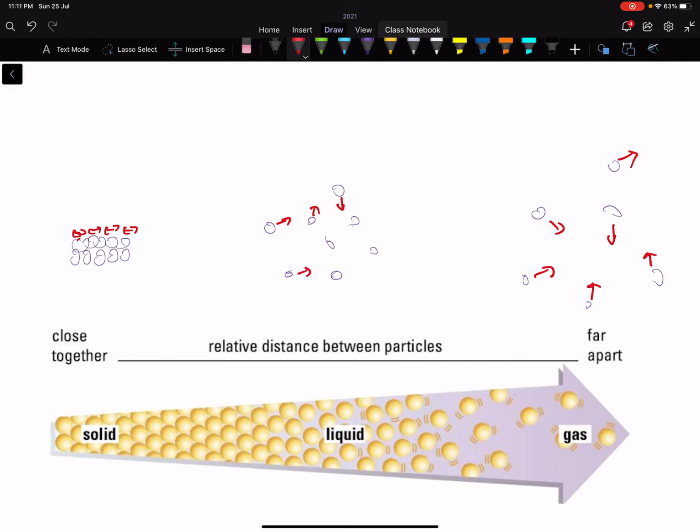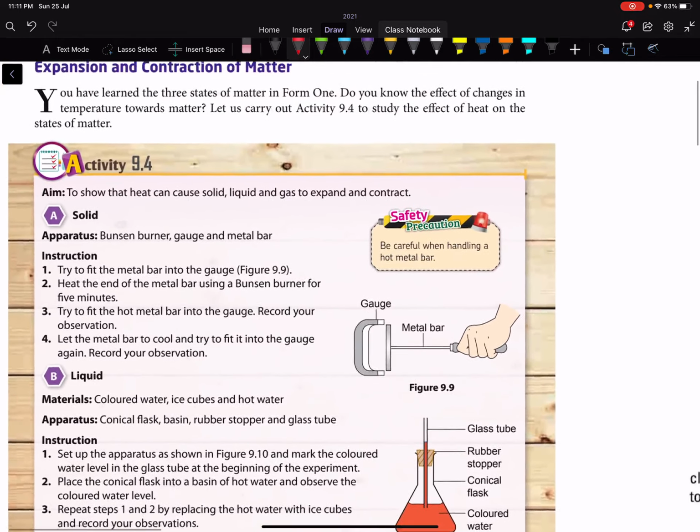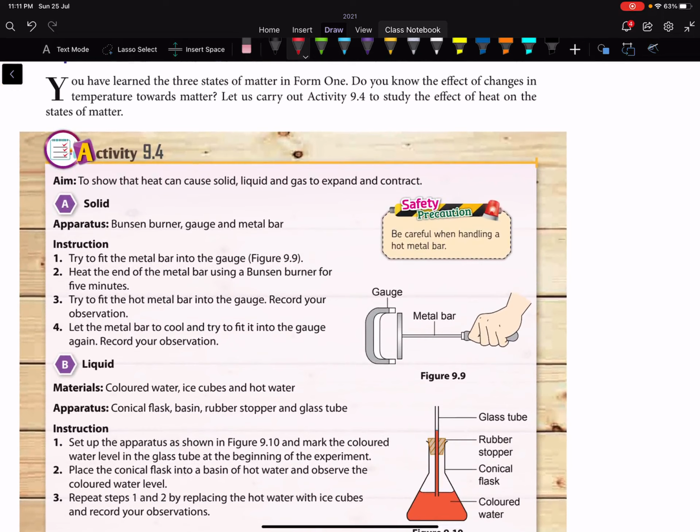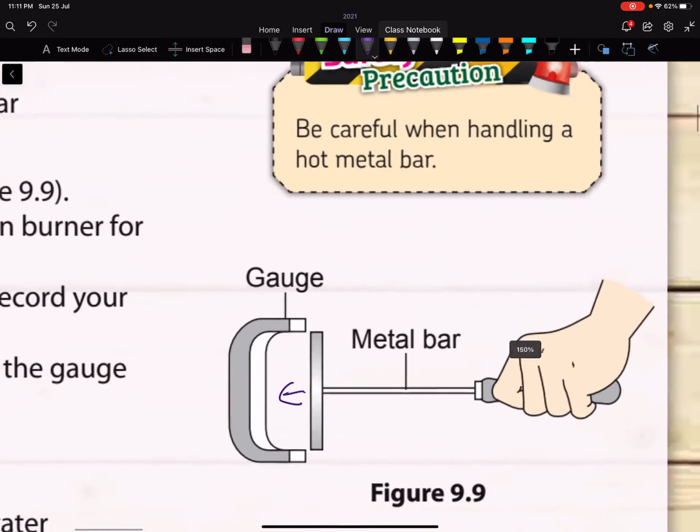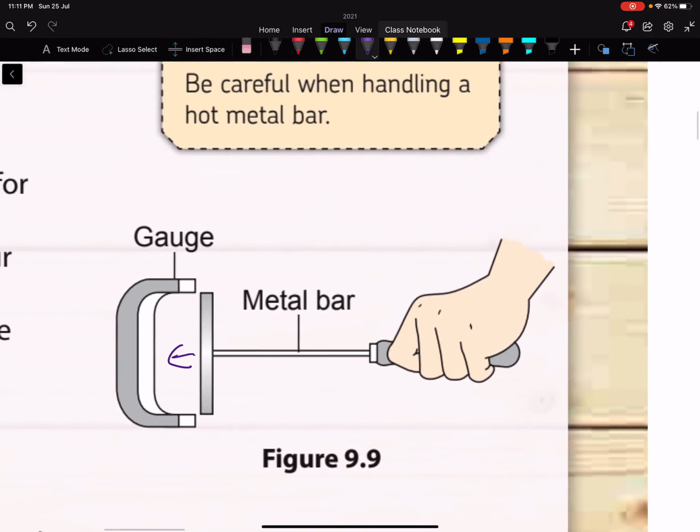Okay, so we'll get back into this, but for now, let us see what the effects of heat changes or the effects of change in temperature are towards certain objects, such as solids. If we were to conduct this experiment for solids, we have this gauge and a metal bar. At normal temperature, we can get this bar to fit inside the gauge. Now, what happens if we heat it up? If we put fire over here and heat only this metal bar, what do you think? Will it be able to fit inside here?